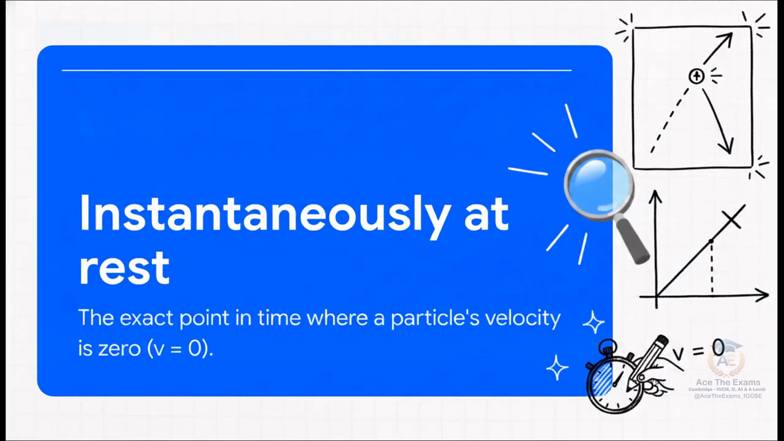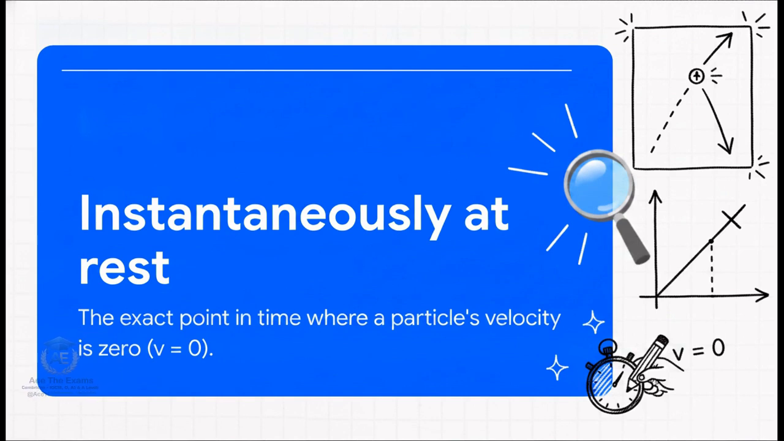Speaking of precise definitions, let's look at a phrase the Cambridge examiners are completely, unconditionally obsessed with. Instantaneously at rest. Picture a ball being thrown straight up into the air. It travels up, it reaches its absolute maximum height, it stops for a microscopic, invisible fraction of a second, and then it falls back down. That exact fleeting moment of stopping is when it is instantaneously at rest.